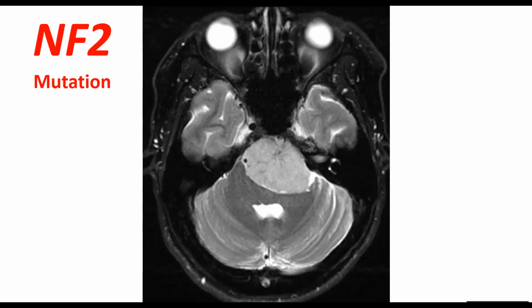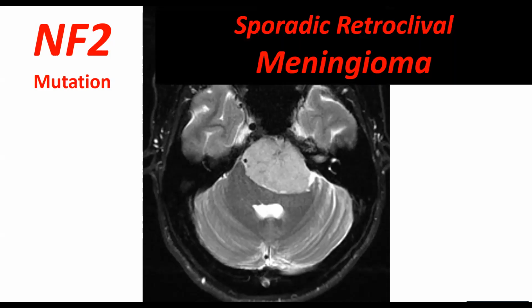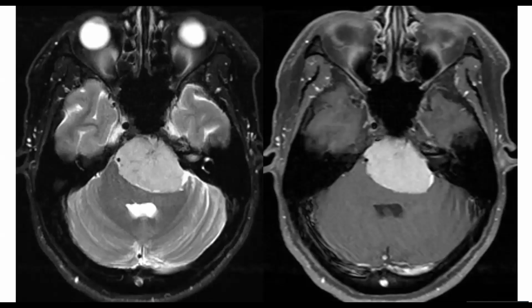The answer is NF2. NF2 mutation is the most common molecular signature. This is a sporadic retroclival meningioma. All right, and one of the ways that you know that it's extraaxial, it's not like a pontine lesion, is look at the T2 hyperintensity in the CSF cleft. All right, you like that? Okay, and then here's just with the T1 post on the right. So you have T2 sequence on the left, T1 post on the right.